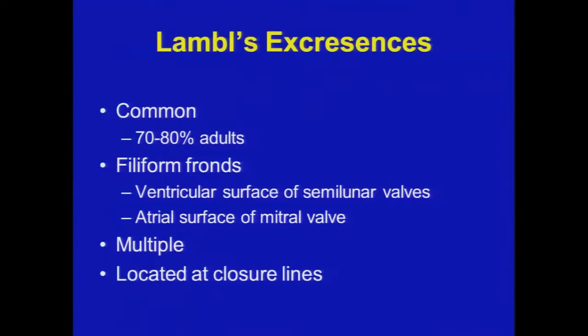Lambl's excrescences must be differentiated from papillary fibroelastoma. These are very common. They're seen in about 70 to 80% of adults. They tend to be multiple. As opposed to the papillary fibroelastoma, these papillary fronds are located along closure lines of the valves, and they rarely lead to any valvular dysfunction. They tend to be on the ventricular surface of the semilunar valves as opposed to the papillary fibroelastoma, which is on the aortic side, and they tend to be on the atrial side of the mitral valve.